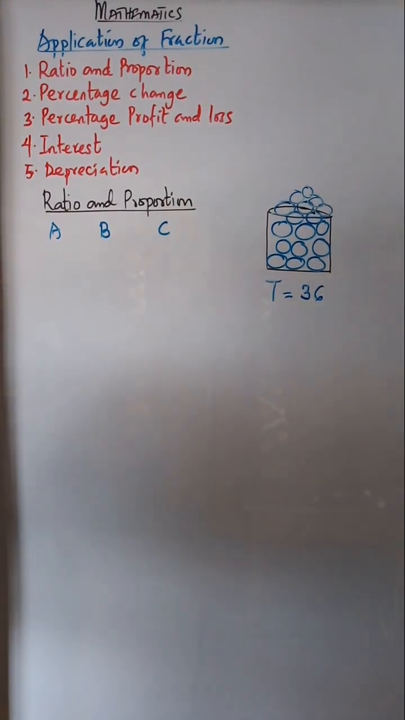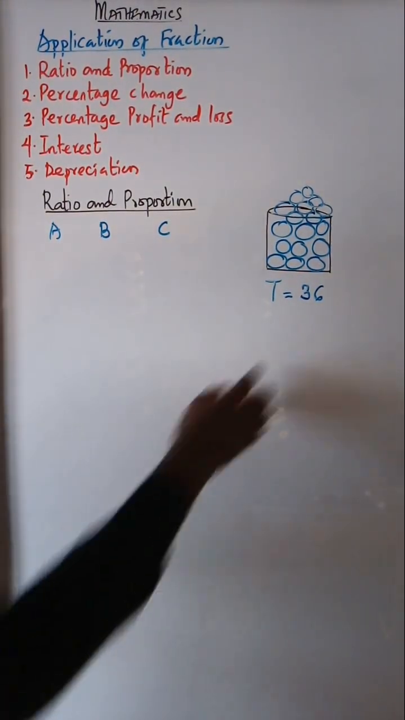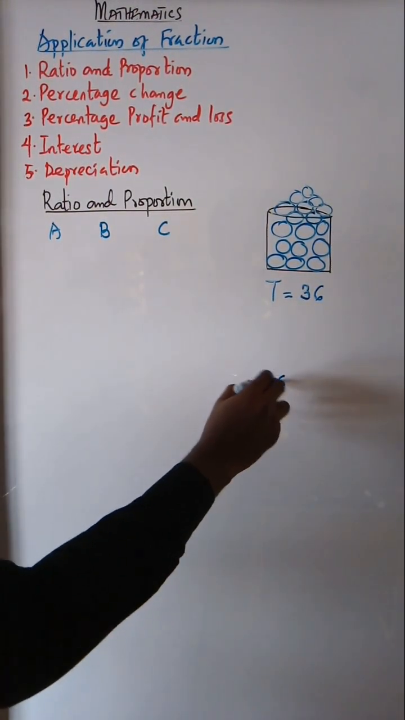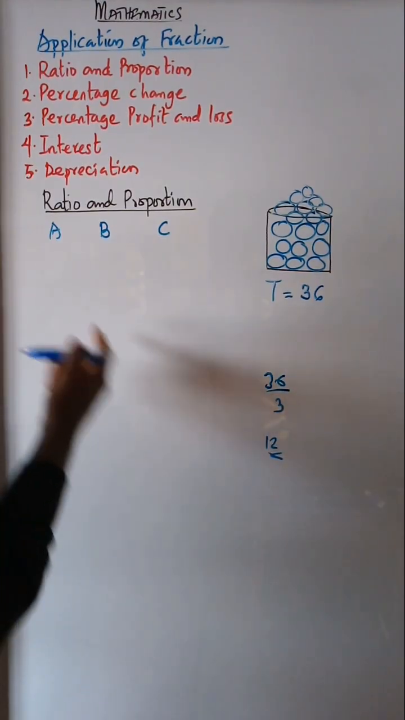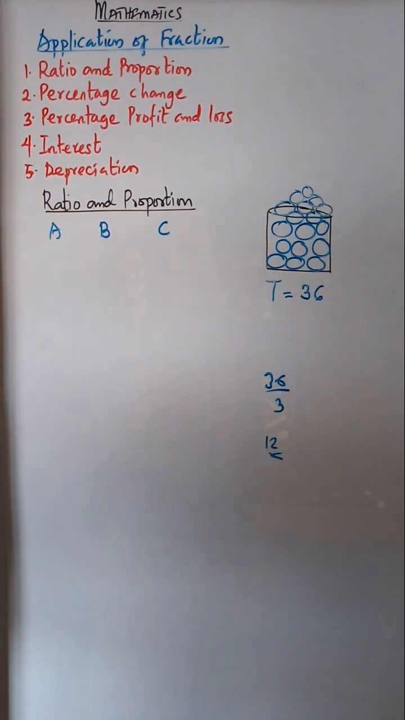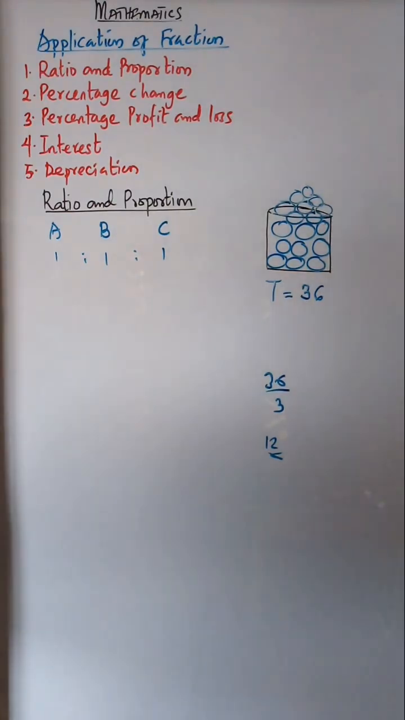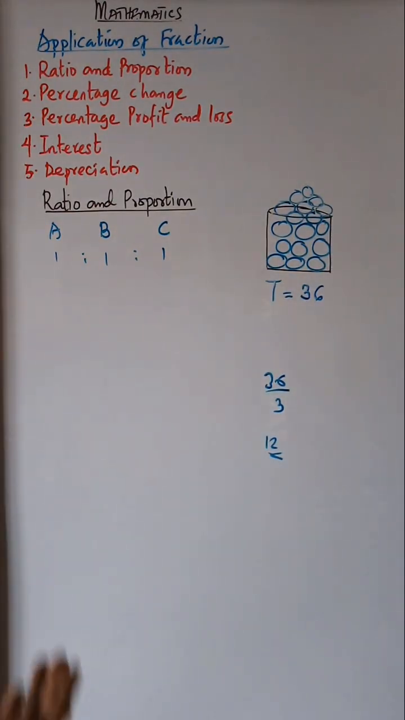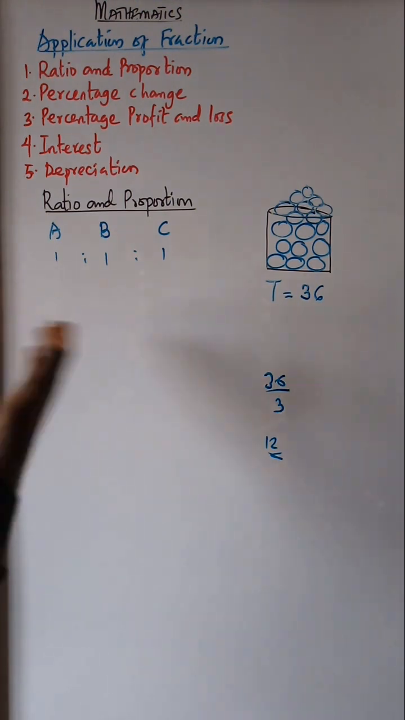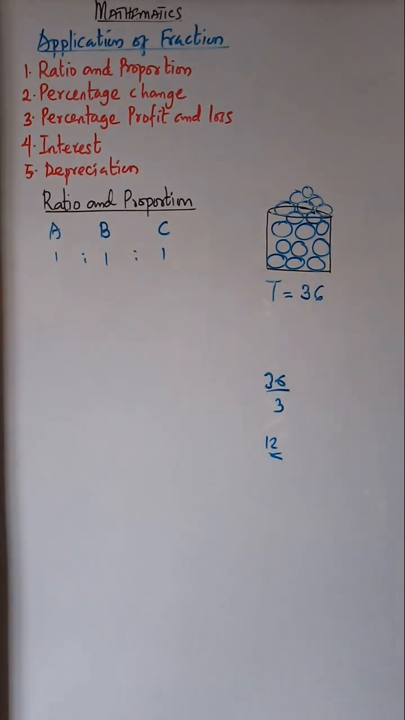If they are to share equally, since they are 3, we just do 36 divided by 3, and that is 12. They will each get 12, 12, 12. In that case, that is 1 ratio 1 ratio 1. But the thing is, most times the sharing will not be equal. So what was the ratio of the sharing?